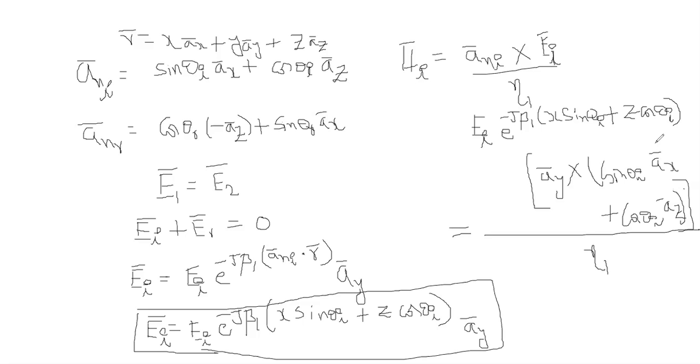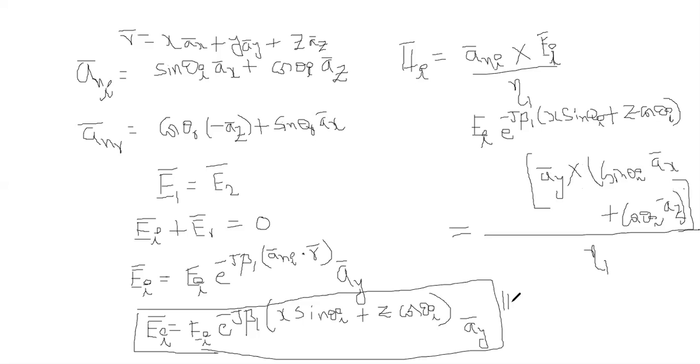Now simplify, or apply the cross product of ANI and EI bar. It's very important. In the formula itself, it shows that it's ANI cross EI. So first of all you write ANI, then you write the EI. But I wrote EI first and ANI bar next, so you can take it as a cross product of AY cross AX and AY cross AZ.